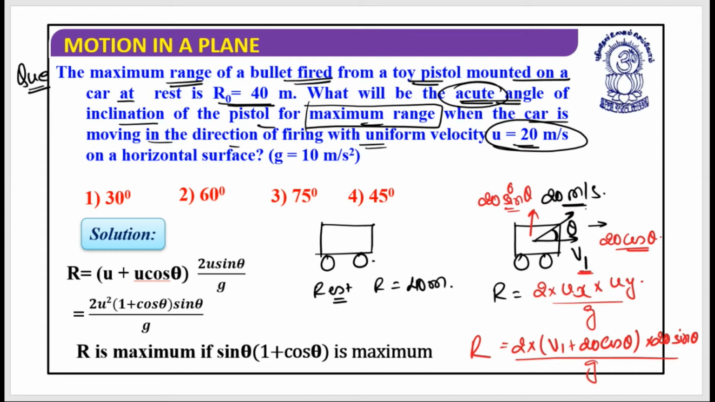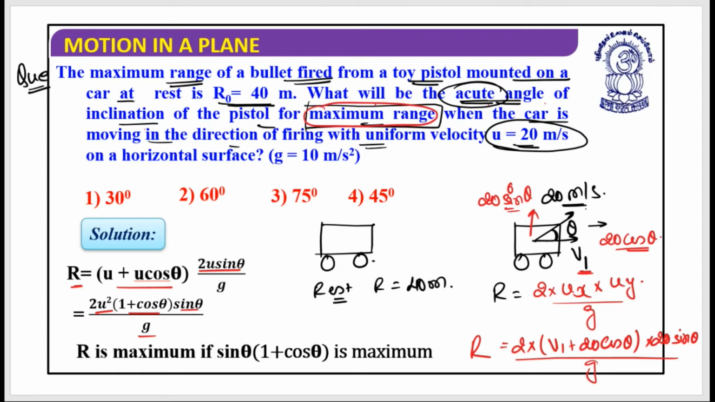I hope those things are clear. I did the same thing. This r is equal to u plus u cos theta multiplied by 2 into u into sin theta divided by g. So if I solve this, it's 2u square into bracket 1 plus cos theta into sin theta by g. Now what do you want? You want to find the acute angle of inclination of the pistol for a maximum range.